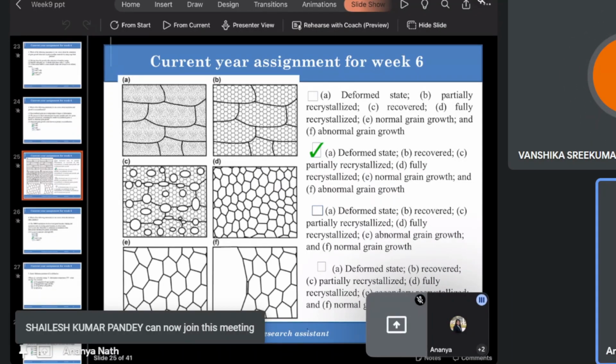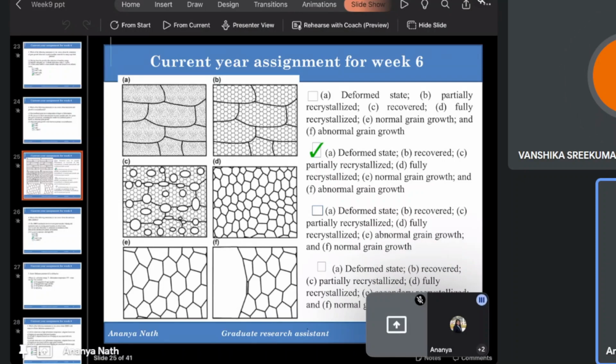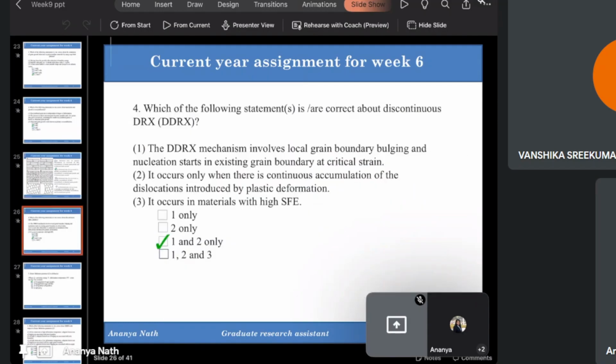This is pretty easy when you see all the pictures, because if only one picture is given, then it will be a problem to know what it is depicting. But as all the pictures are given, it's fine. Could you solve it, Sailesh? Yes, ma'am. I have gone through it.